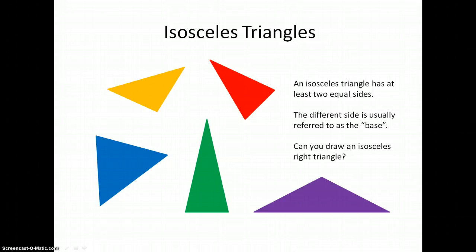An isosceles triangle has at least two equal sides. The different side is usually referred to as the base. These 5 triangles all have at least 2 of the sides that are exactly the same length. Can you draw an isosceles right triangle?